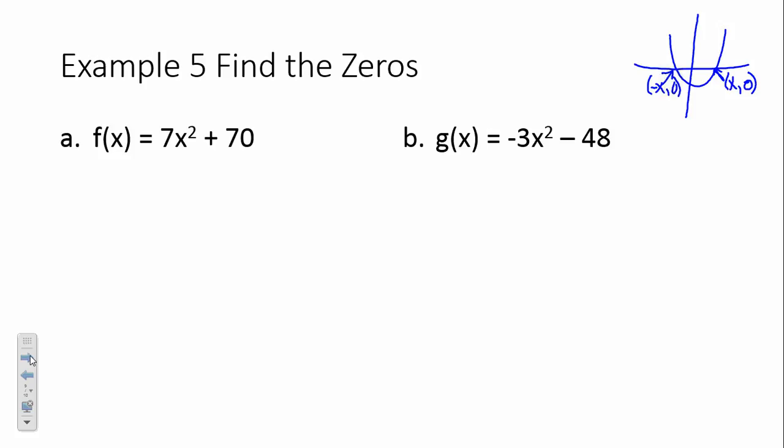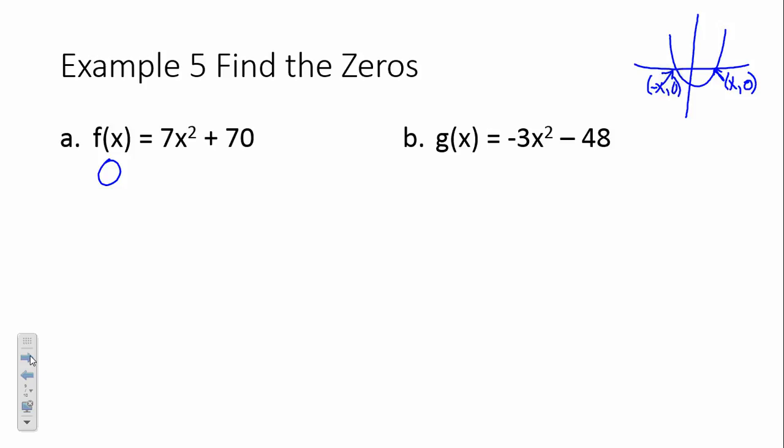So we're doing the exact same thing that we did a moment ago, only they've just given us a function. They want the zeros. What does f of x stand for? y. So we want y to be 0. So don't let the terminology confuse you. You're just solving this. Set it equal to 0 and solve.